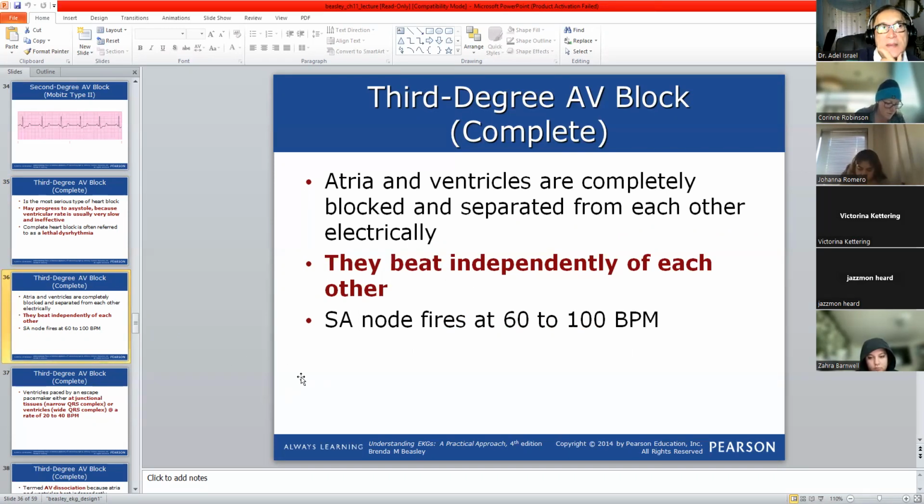We will find that the beats are independent of each other. So we can find the SA node firing at a rate from 60 up to 100, but the ventricle is not the same. We will find that the P waves, which represent the atrial contraction, are within this range, and the ventricle is out of this relationship. So they are totally dissociated. So we call it independent, okay?